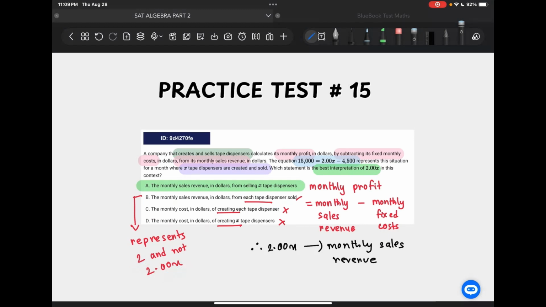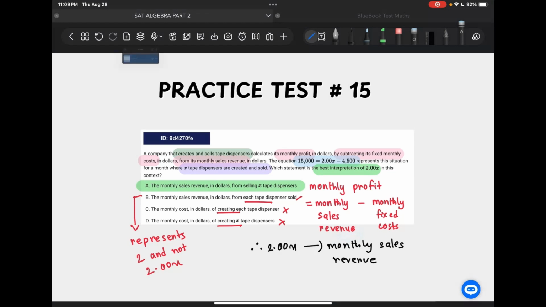So if it was like, what does 2 represent in this context? In that case, B would have been the answer. But since we are asked for 2x and not only 2, option A is our answer. And option C is talking about creating, which is wrong, because as I already mentioned, it is generating from the sales revenue. So you're selling the tape, you're not creating it.